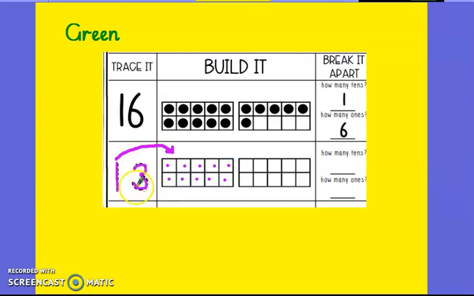And how many ones do I need to draw? 3. 1, 2, 3. And then we're going to write how many 10s? 1 10. How many ones? 3 ones, because we drew 3 in here. Okay? And you've got some more of those to fill in on your sheet. So count carefully, draw your dots carefully, and trace over your numbers there.